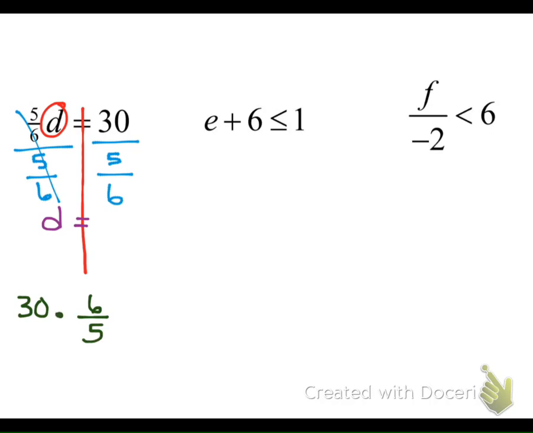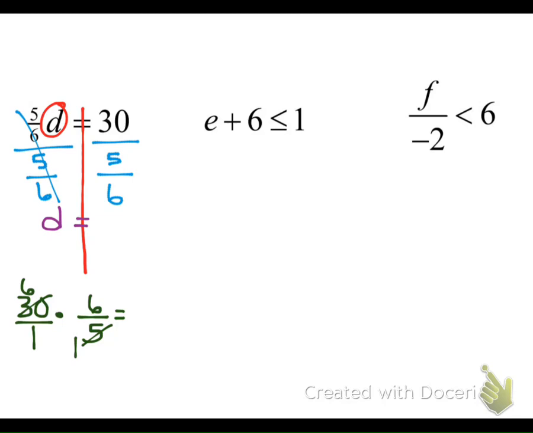Now I have a whole number times a fraction. In order to change that whole number to a fraction, I'm just going to put a 1 under it. And now I have a multiplication problem. Multiplying fractions, the next step I like to do is to go ahead and reduce any numerator with any denominator. So I can't reduce 30 and 1 because 1's in simplest form. But I can reduce 30 and 5. Both of these numbers are divisible by 5. So 30 divided by 5 will equal 6, and 5 divided by 5 will equal 1.